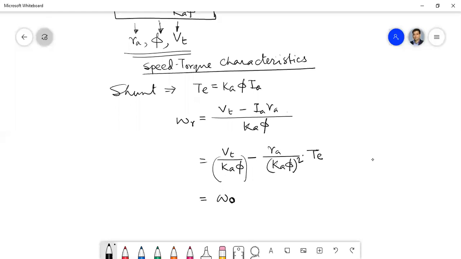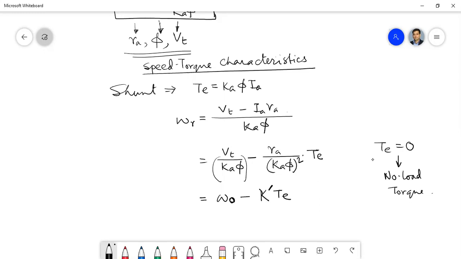I have already mentioned that no torque means the no load case. So TE is 0 means it is a no load condition, not only for a DC motor, but for any motor if TE becomes 0 or very small. Then the other term becomes 0, and the speed is given by Vt by Ka phi. So that is called the no load speed. So omega 0 is the no load speed.